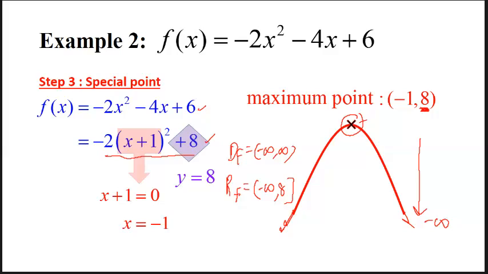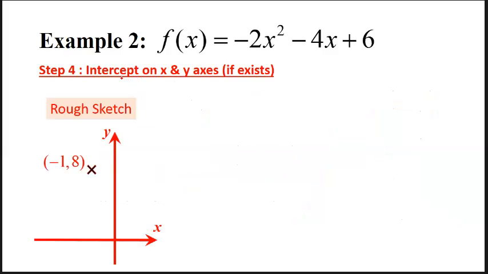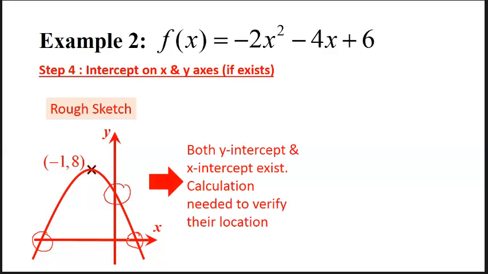Next, continue with step 4. In step 4, we make use of the maximum point to do a rough sketch to identify whether the x and y intercepts exist or not. Based on this diagram, when I do the rough sketch, I can identify that I do have a y-intercept and I do have an x-intercept. Therefore, both the x and y intercepts exist, so calculations need to be done to verify their locations.